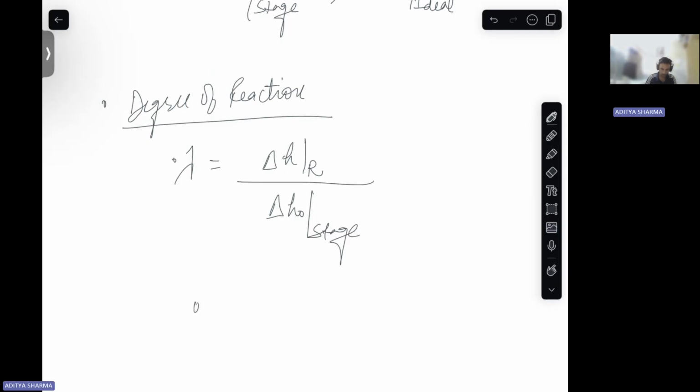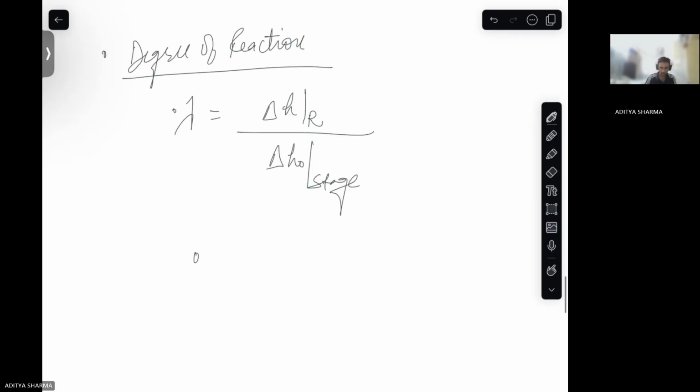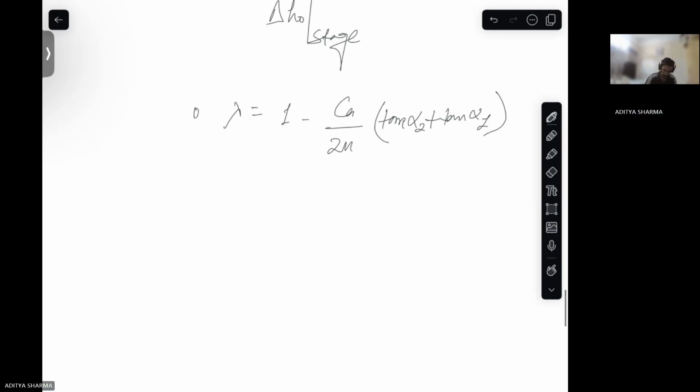So there are formulae for that. So lambda is this, tan alpha 2 plus tan alpha 1. One is this formula. Then if lambda is half, which means if the degree of reaction is half, so half of your enthalpy change is in the rotor and half of your enthalpy change is in your stator.